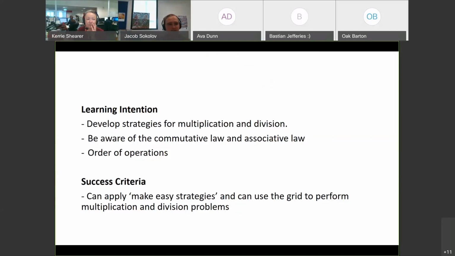Today we are going to be developing some multiplication and division strategies. I think a lot of you have a lot of these strategies already. We're going to talk about the commutative law and the associative law. They sound really complex, they're really not, and we're going to spend probably a minute explaining it, so I won't take up too much of your time. And we're going to do order of operations. In the chat, can you let me know if you've done order of operations at school before?